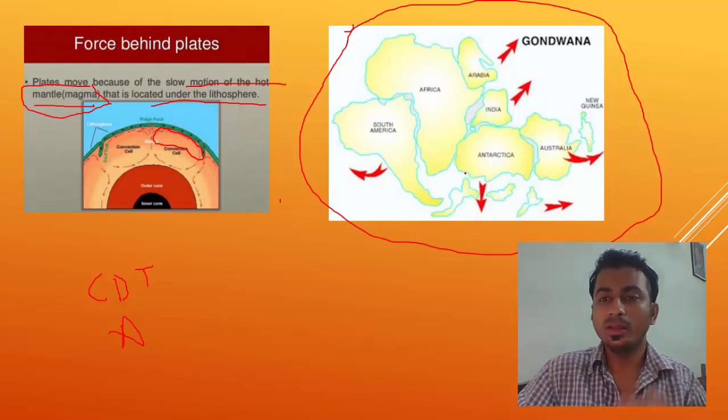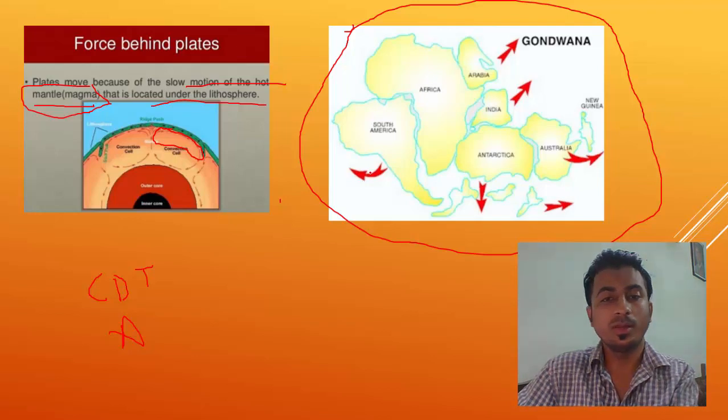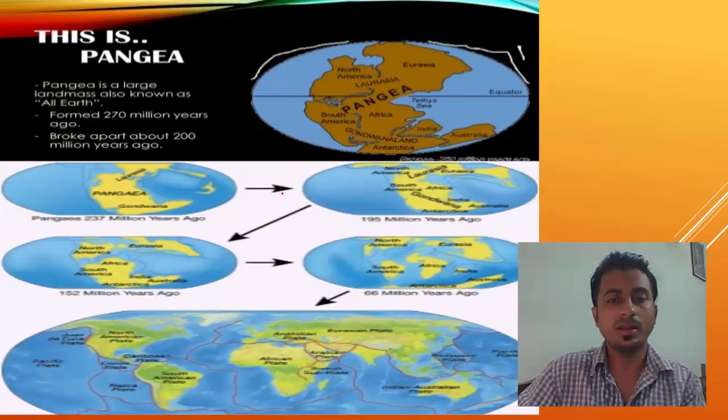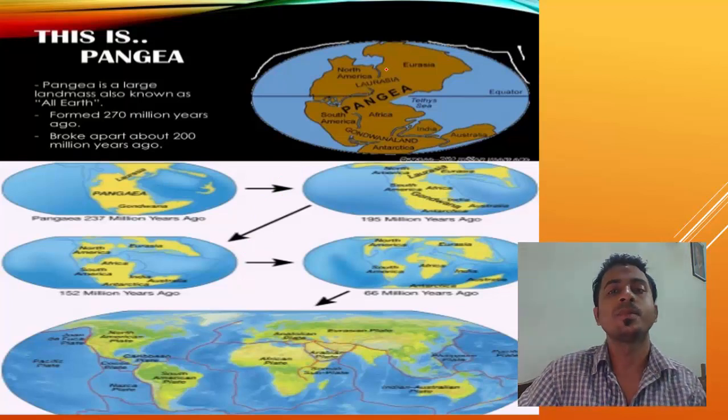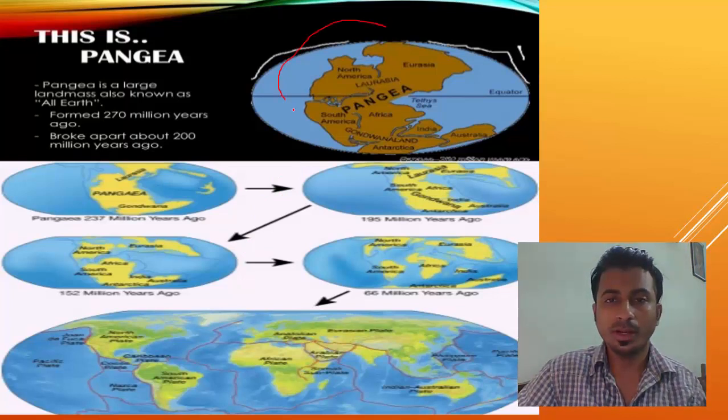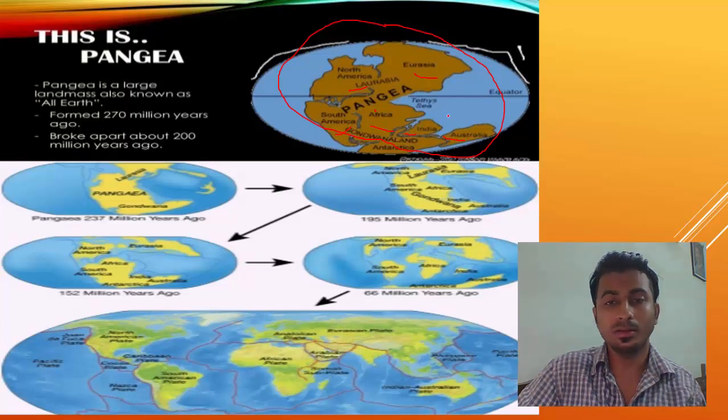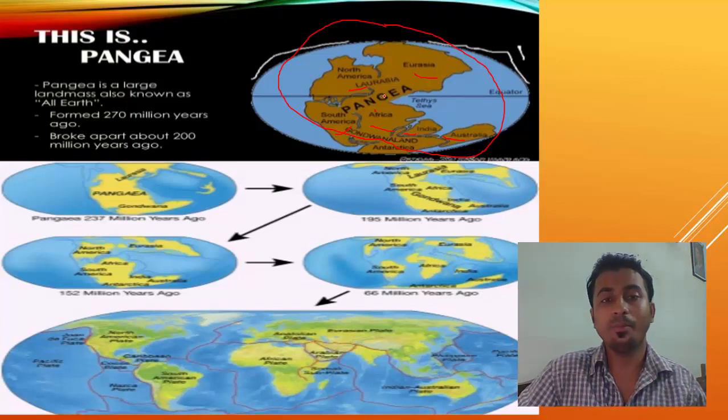So you know earlier there was only one landmass called Pangaea. Let me tell you with this diagram, it is quite comprehensive. So earlier there was only one landmass called Pangaea. See, Eurasia, North America, South America, Africa, India, Australia, all together made Pangaea.